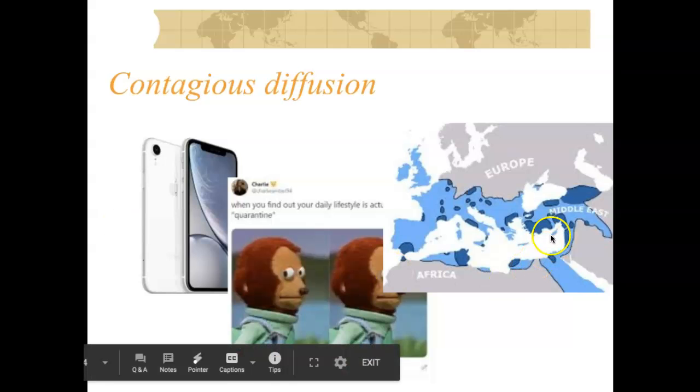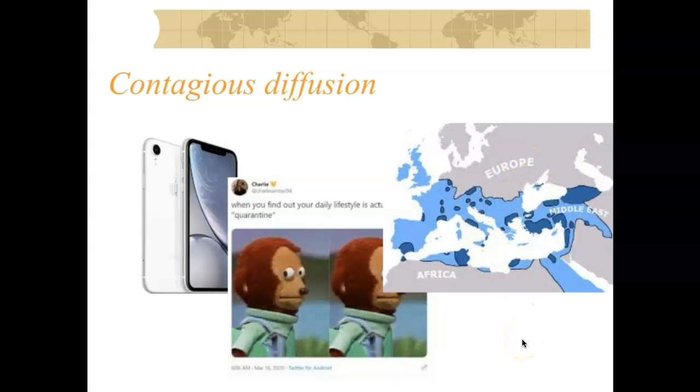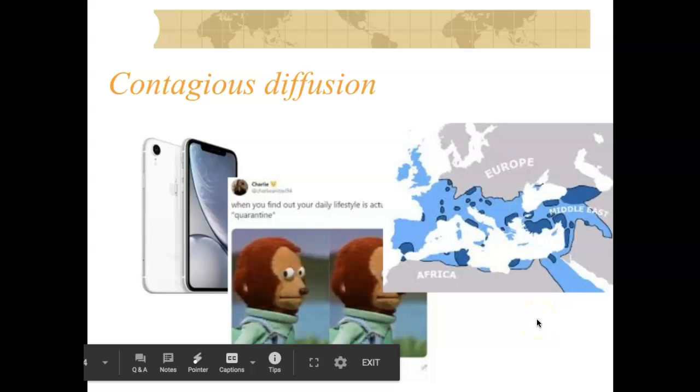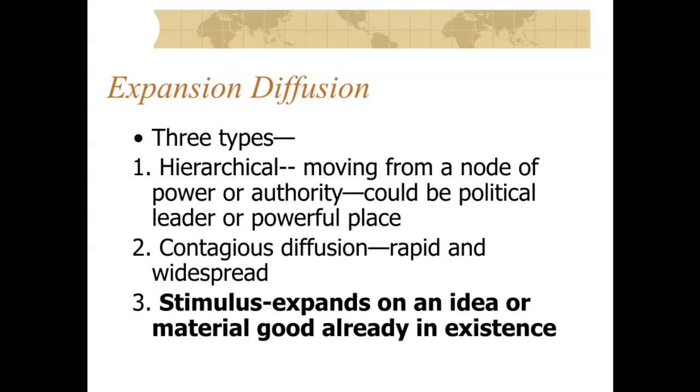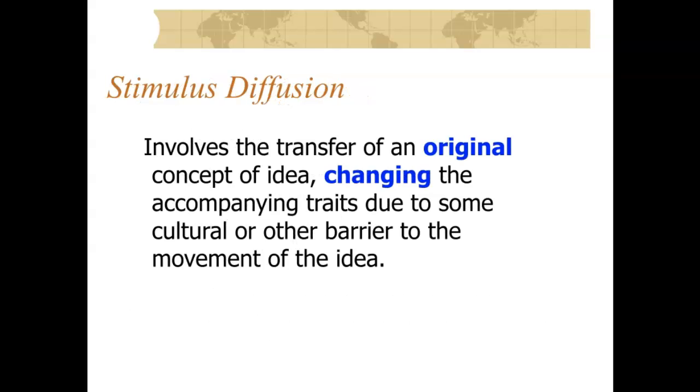Another one, this is right here, the spread of Catholicism throughout Europe. That happened pretty quickly in the 5th century, and that can be another type of contagious diffusion. Our third type is stimulus. It expands on an idea or material good already in existence. So it's when an original concept is changed to accommodate other areas in the world.